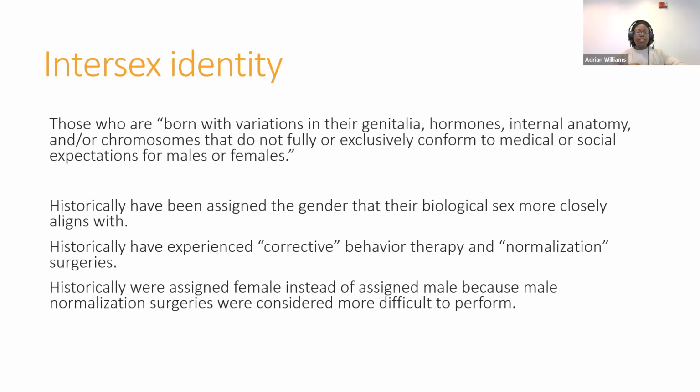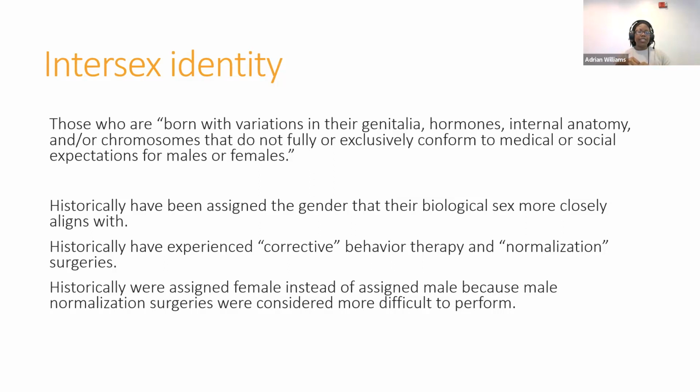Historically, when intersex characteristics are apparent at birth, parents have been encouraged by medical professionals to raise that child with the gender assignment their biological sex characteristics most closely align with. Part of that has meant, quote unquote, correcting intersex children who express gender behaviors that do not align with their assigned gender. Historically, intersex people of all ages have also been coerced into hormone replacement procedures or quote unquote normalization surgeries to further align with their assigned gender.